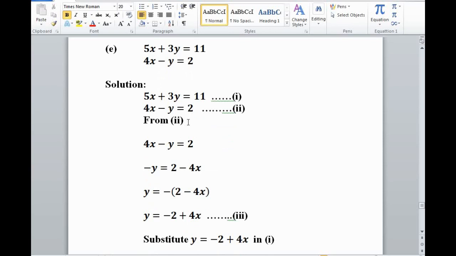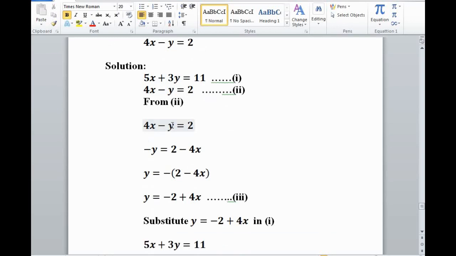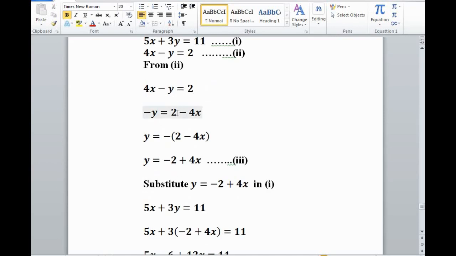Okay, now I'm going to start from equation 2. You can also take equation 1. It's your choice. So I'm going to arrange equation 1 to express y in terms of x. Keep in mind you can also express x in terms of y. So again, it's your choice. So I'm going to take equation 2, which is 4x minus y equals 2.